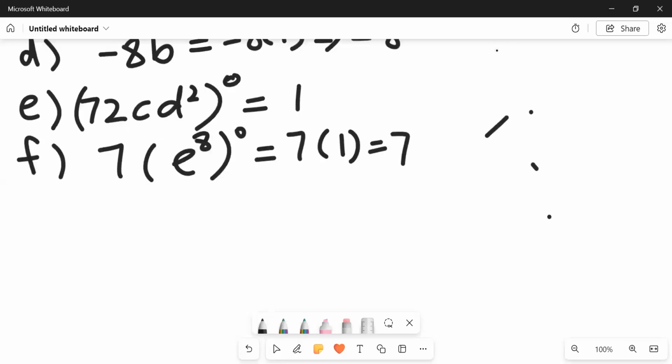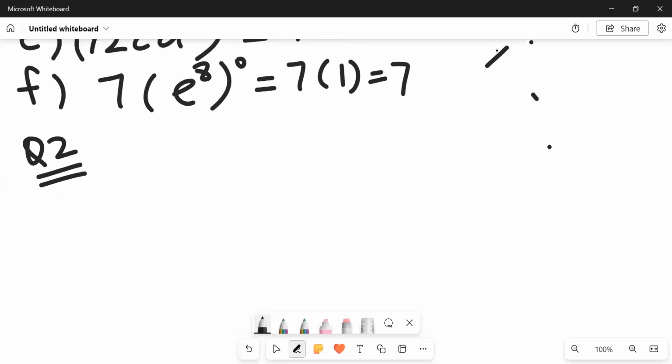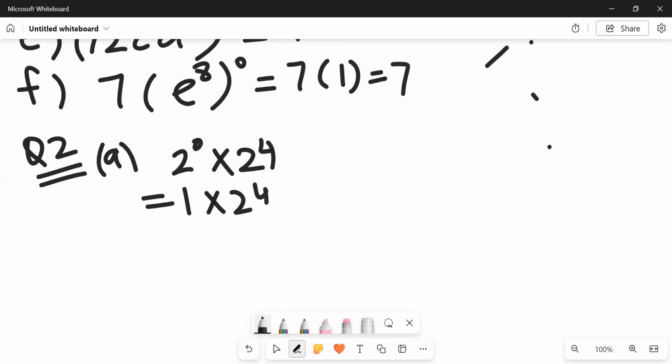Question number 2. Find the value of each of the following. So its A part is 2 power 0 multiplied by 2 power 4, and it will be 1 multiplied by 2 power 4, which is equal to 2 power 4.